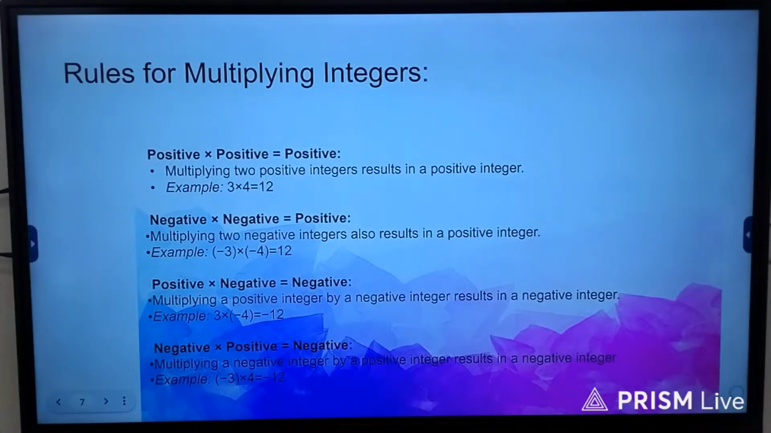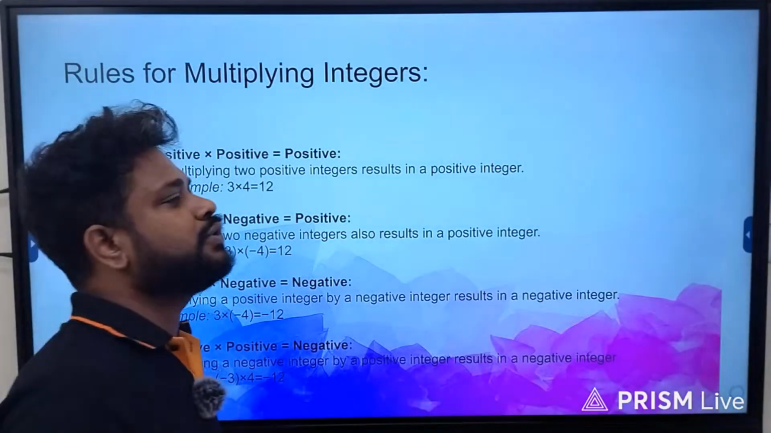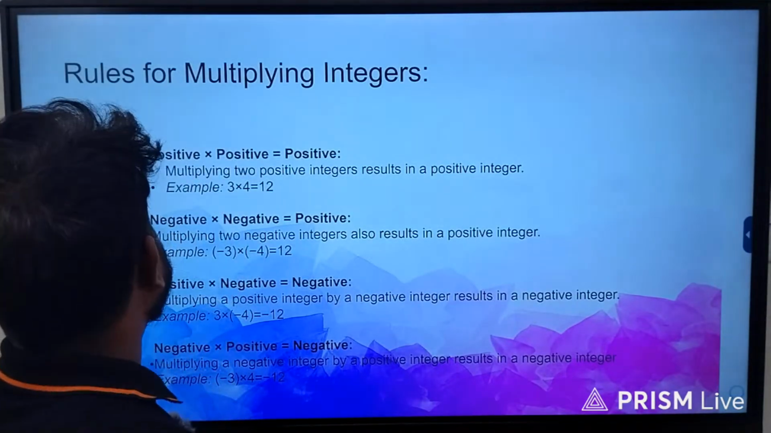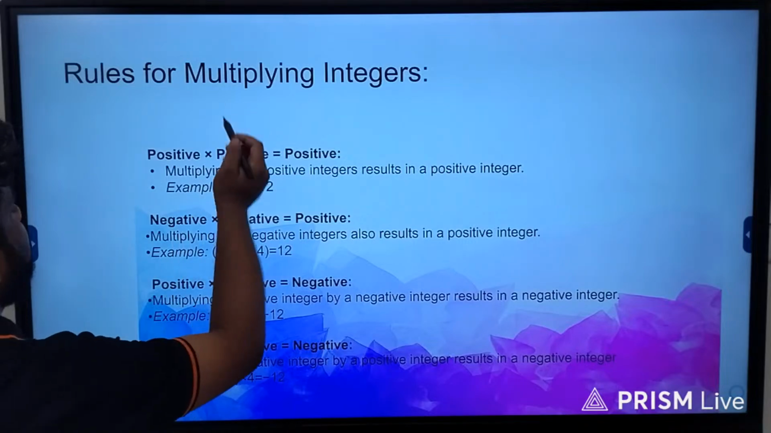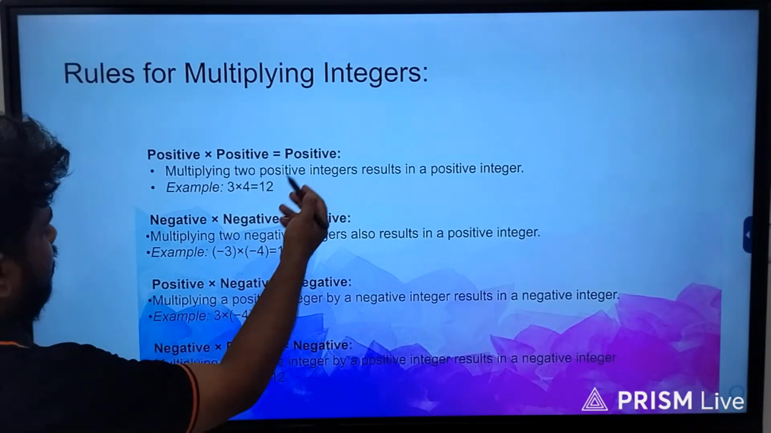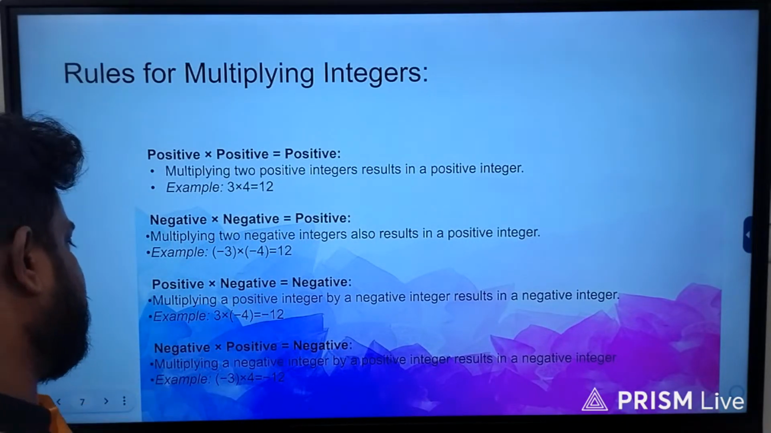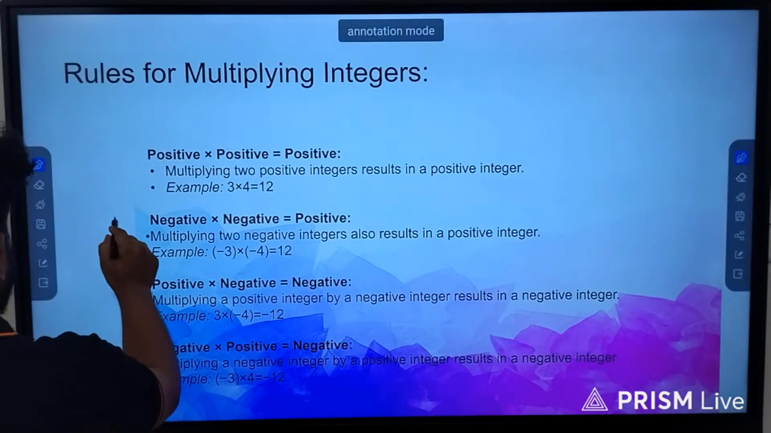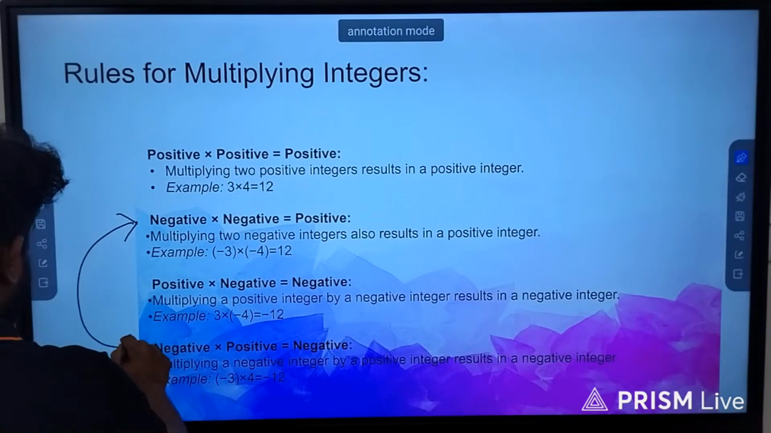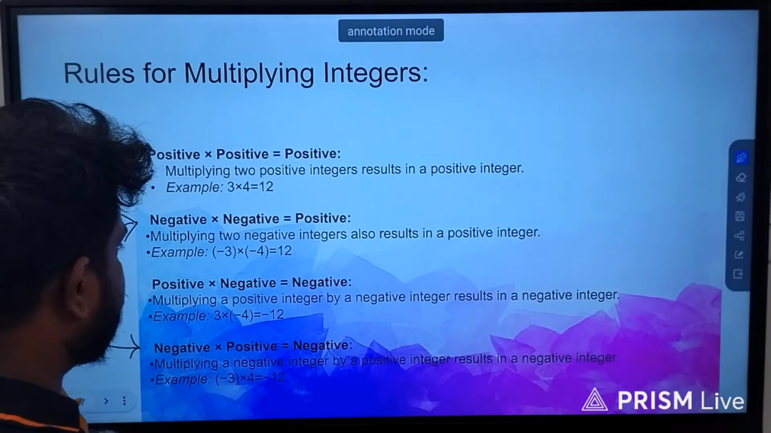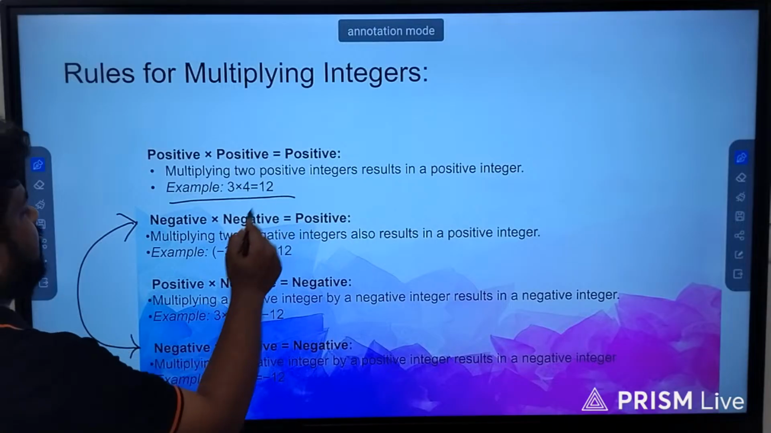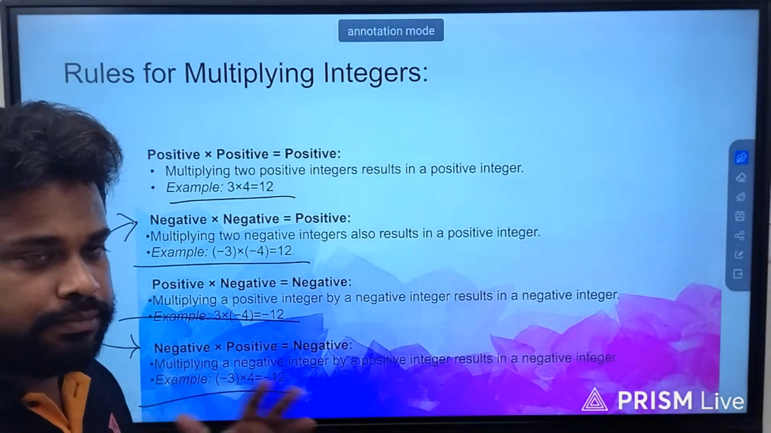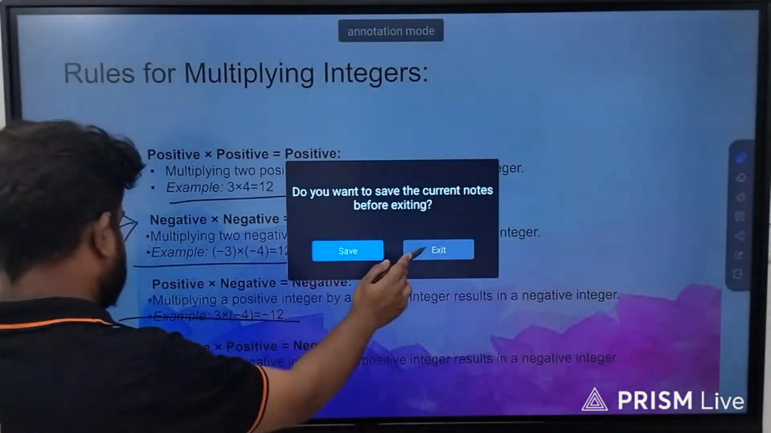So, rules of multiplying integers. These are the basic rules which we have learned in class 2 or 3. Positive into positive becomes positive, negative into negative becomes positive, positive into negative becomes negative, and negative into positive is actually the same, that is negative. They have also given examples like this. So these are all the examples. Let's go next.